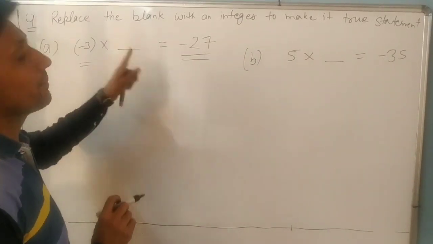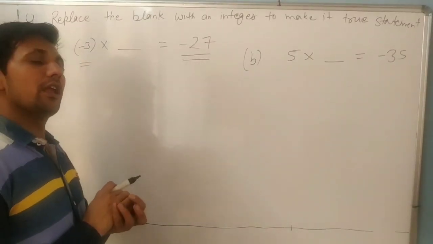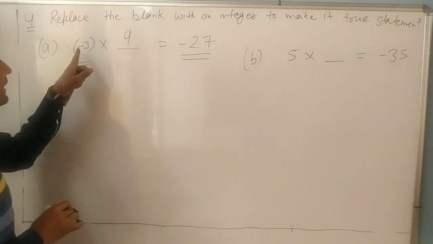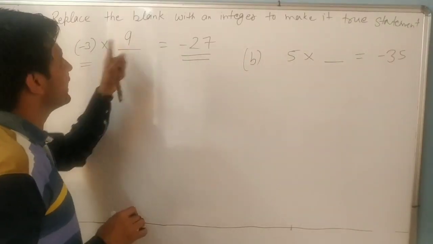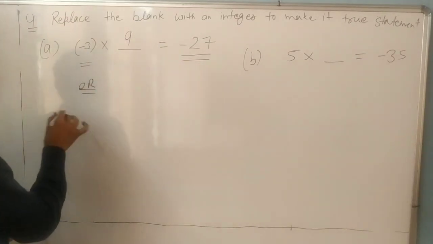Sorry, this number is positive. So 3 multiplied by what number becomes 27? It is 9. So my negative into positive is negative. So 3 into 9 is 27. Or dear, you can find it like this also.